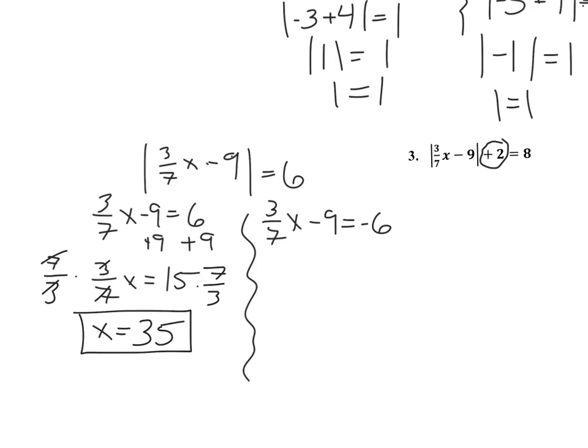And now we're going to check the right-hand side. Same process, you add 9. So I have 3/7 x is equal to, now negative 6 plus 9, that should give us a positive 3. We're still multiplying by the reciprocal.